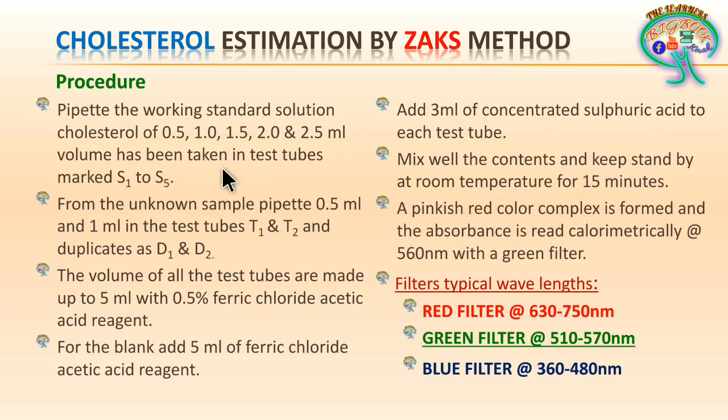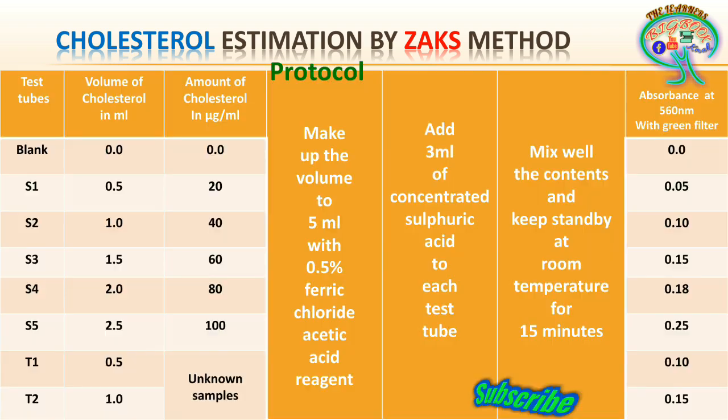Now in the next slide we are discussing the procedure. This procedure we will discuss directly in the protocol. When you look at the first column, second, third, fourth, fifth, sixth, and the last is the absorbance. In the first column we are observing the test tubes which we have collected to take the standard solution and the sample. In the first there will be the blank test tube, next will be S1, S2, S3, S4, S5.